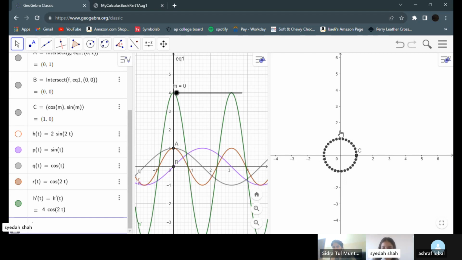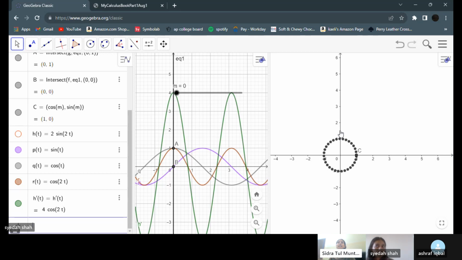I think the circle would get bigger because the amplitude, although the periods are staying the same, amplitude is rising, or it's getting bigger. Yeah, you are right.